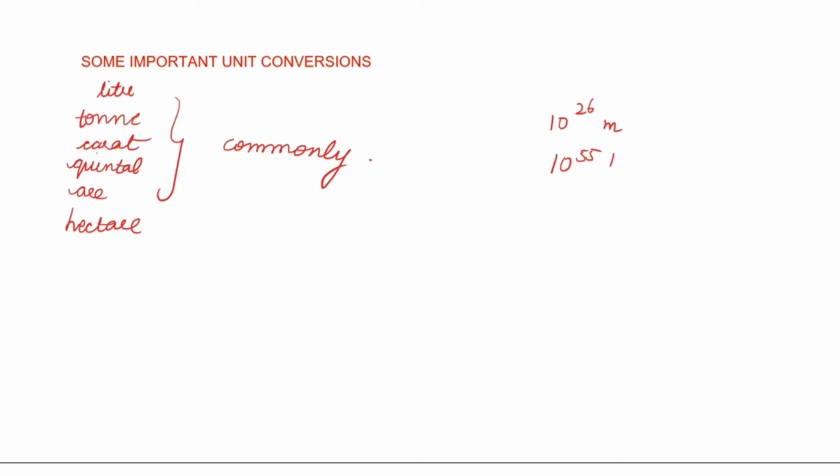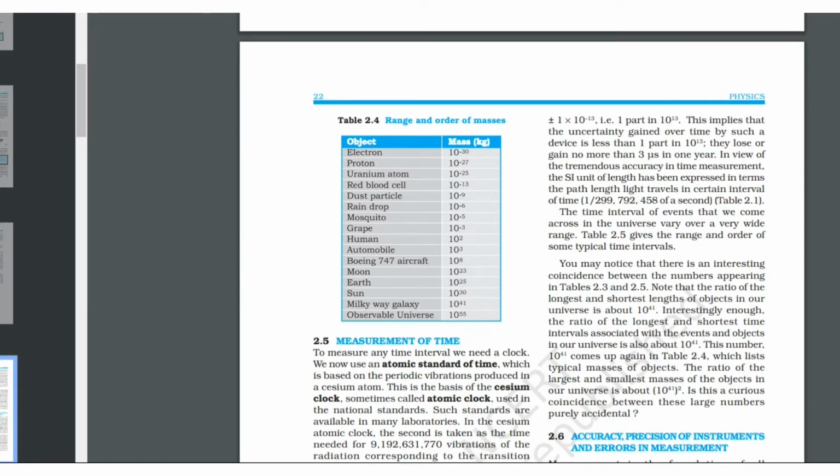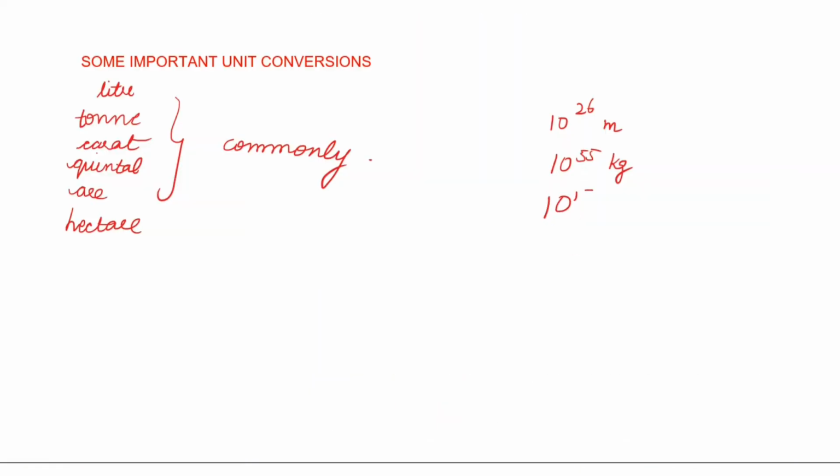10 power 26, 10 power 55, 10 power 17, these are all related to the observable universe. 10 power 26 meters is the distance of the observable universe, 10 power 55 kg is the mass of the observable universe, and 10 power 17 seconds is the age of the observable universe. So you just try to remember them. You don't have to remember all the values given in NCERT, just these special values will do.